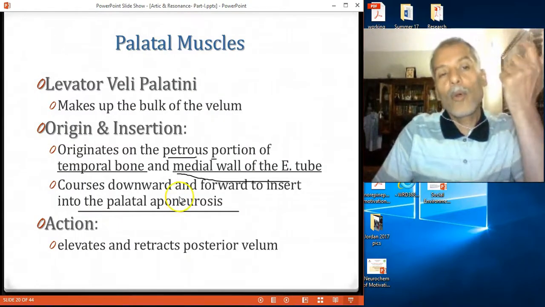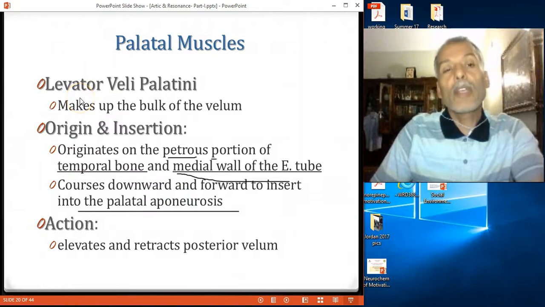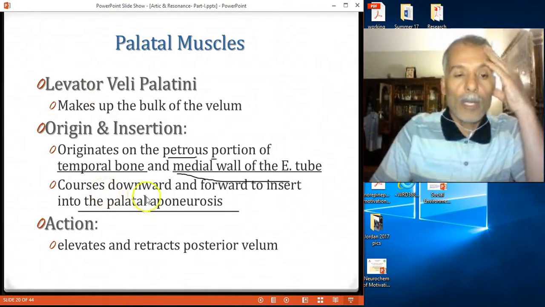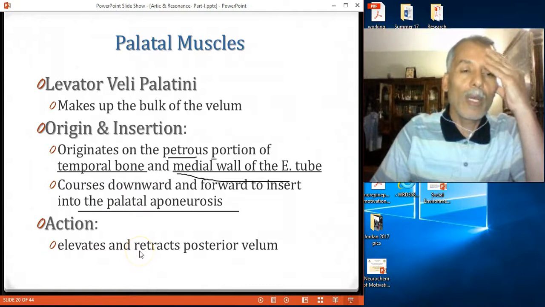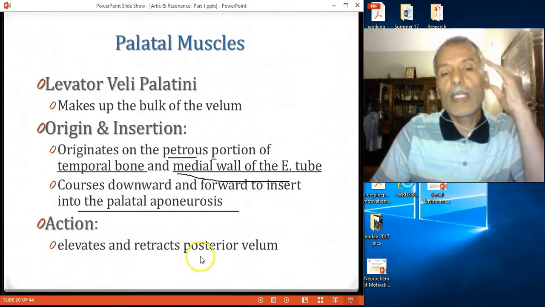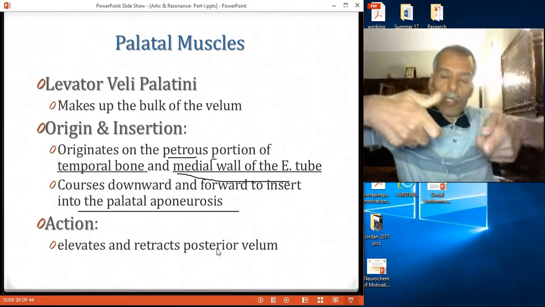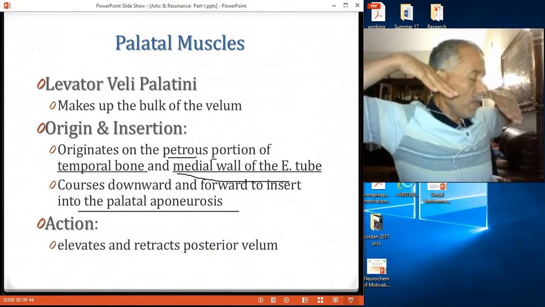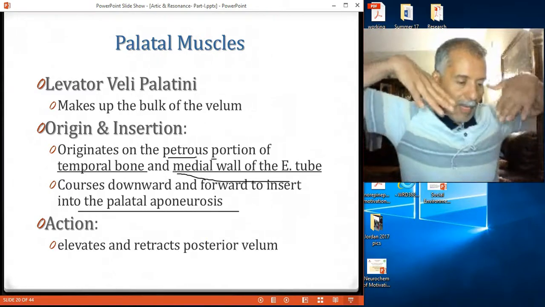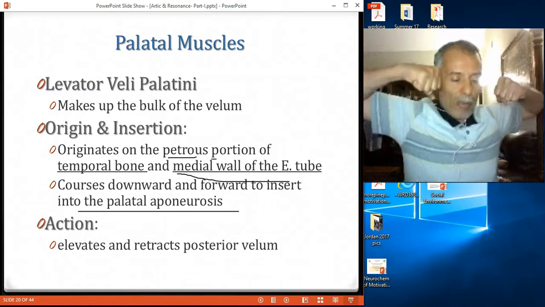The action, obviously, from the word levator, is to lift up, or elevate. So the levators veli palatini elevate and retract the posterior part of the velum. Because they are coming from behind, like from above and at an angle, when they pull, they pull back and up.